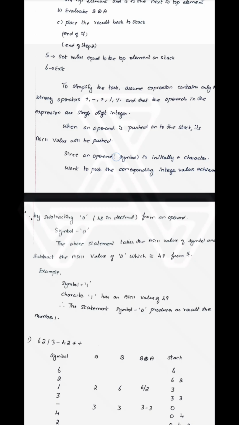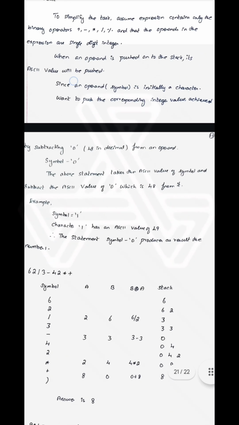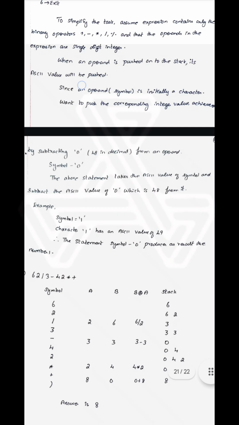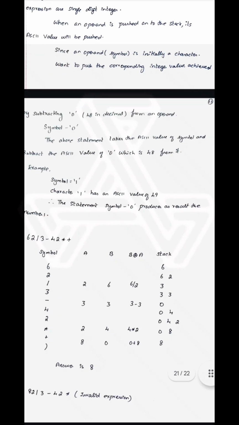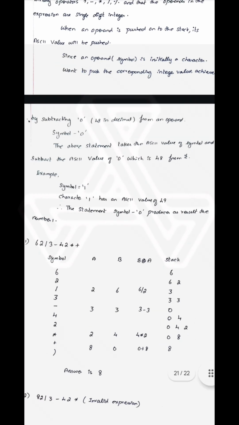To simplify the task, assume the expression contains only the binary operators plus, minus, into, slash, modulo, and the operands in the expression are single digit integers. When an operand is pushed on the stack, its ASCII value will be pushed. Since an operand symbol is initially a character, we want to push the corresponding integer value, achieved by subtracting the character '0', which is 48 in decimal, from an operand.